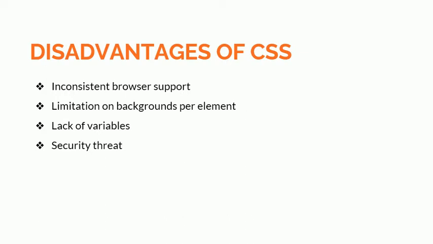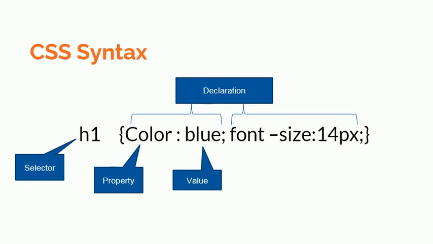Now the syntax of CSS. First, a rule. A rule is a combination of selector and declaration. It's enclosed in the curly brackets. This is the curly bracket. So this is the rule for your selector.